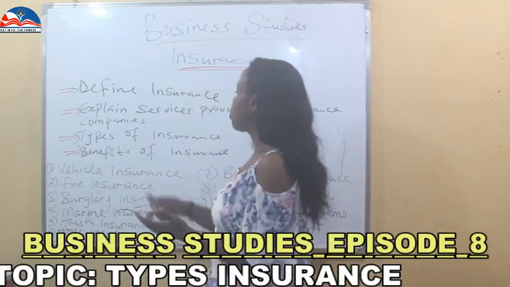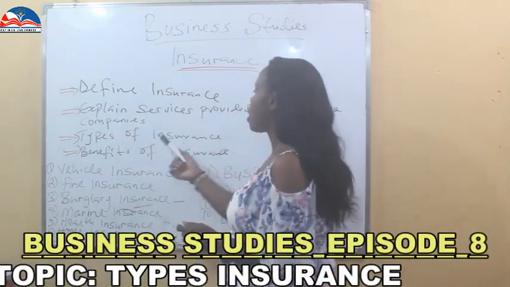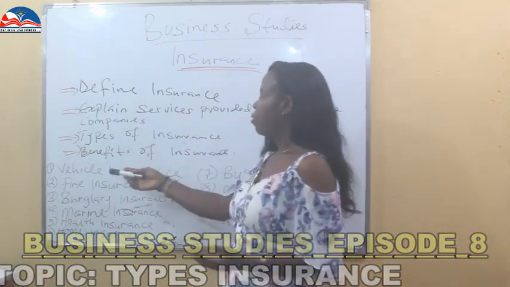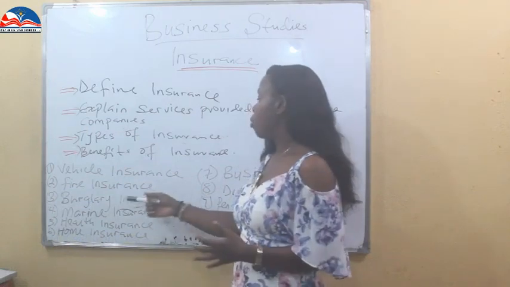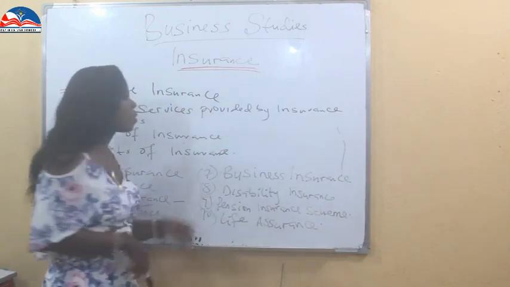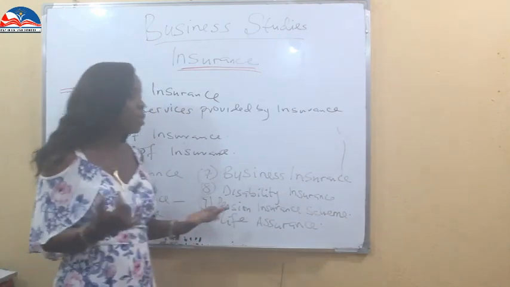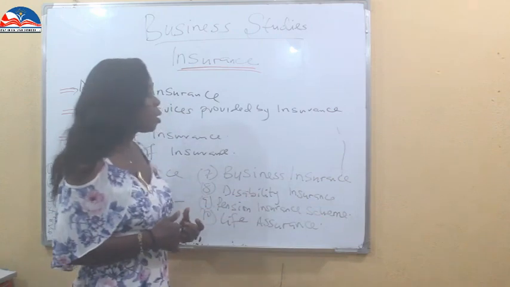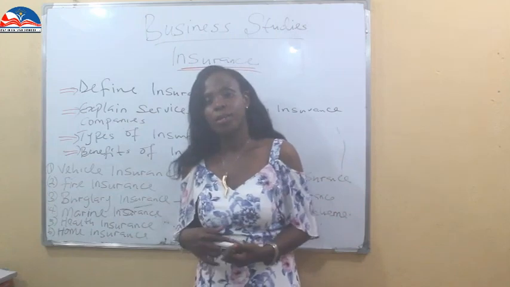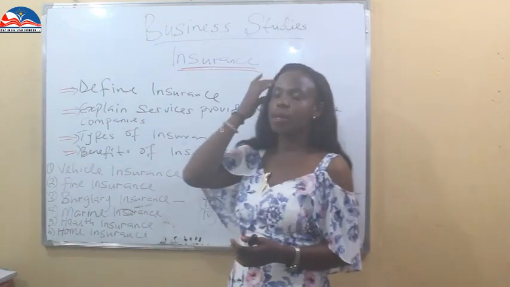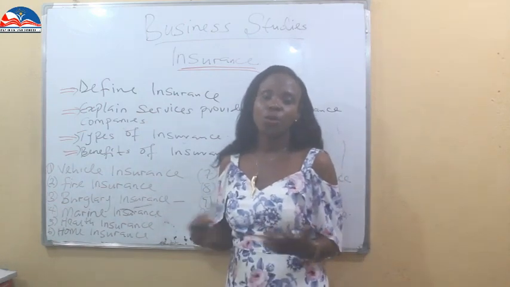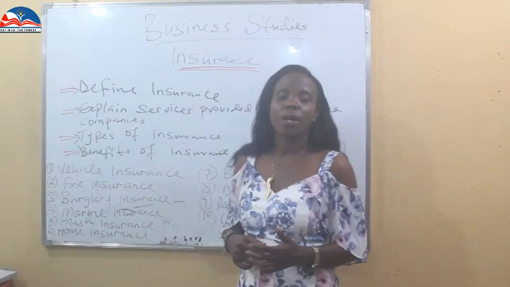Let's take the third point on our class for today, types of insurance. I have 10 types of insurance we'll discuss in this class: vehicle insurance, fire insurance, burglary insurance, marine insurance, health insurance, home insurance, business insurance, disability insurance, pension insurance scheme, and then life assurance. Let's take them one at a time. Vehicle insurance is an insurance policy that is taken by vehicle owners, motorcyclists or motorists.